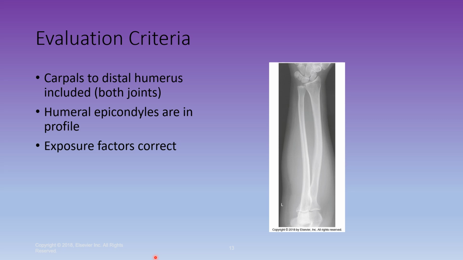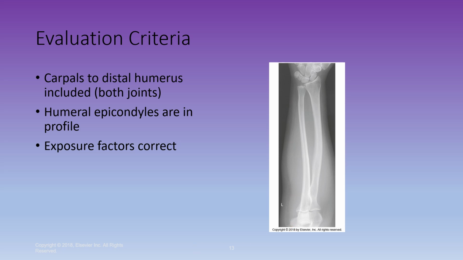Okay, so this shows an AP of the entire radius and ulna with the minimum of the proximal row of carpal bones. This has not only the proximal row, but it also has the distal row. And you have to have pertinent soft tissue shown as well. And the long axis of the part goes with the long axis of the image receptor.